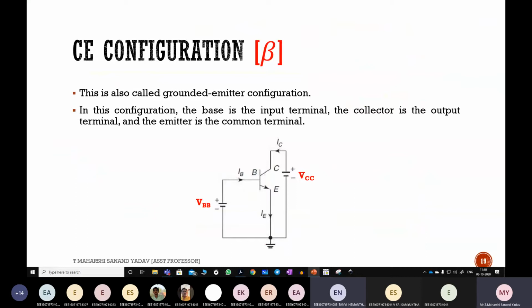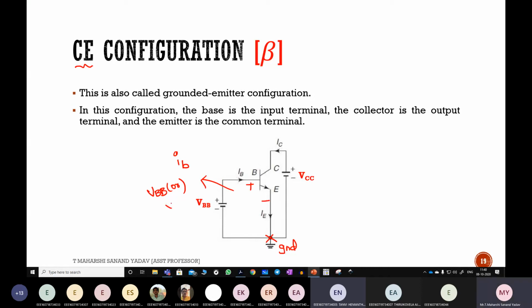Next type of configuration, common emitter, meaning the emitter is grounded. See here, the emitter is connected to ground. Next, tell me about input current and input voltage. First, input current: IB. Correct. Next, input voltage: VBB.